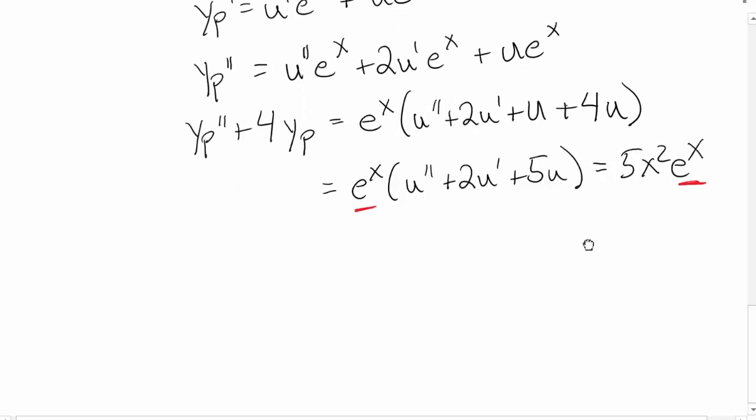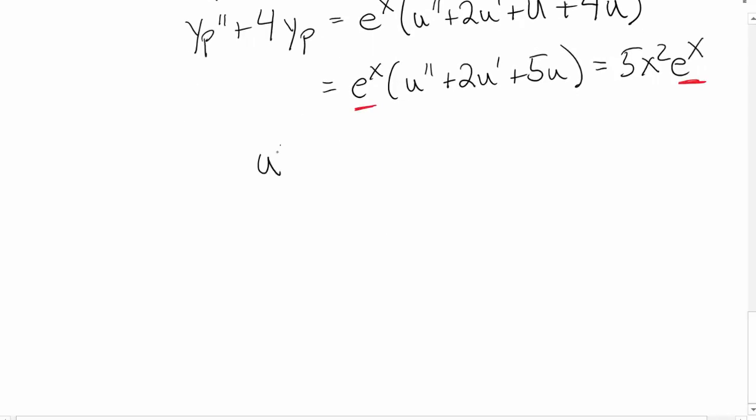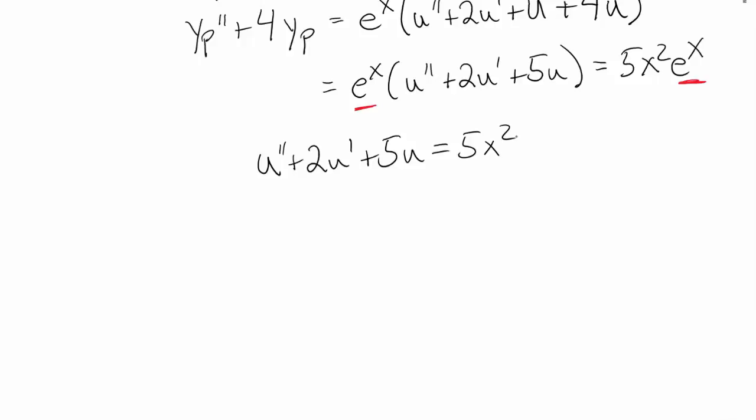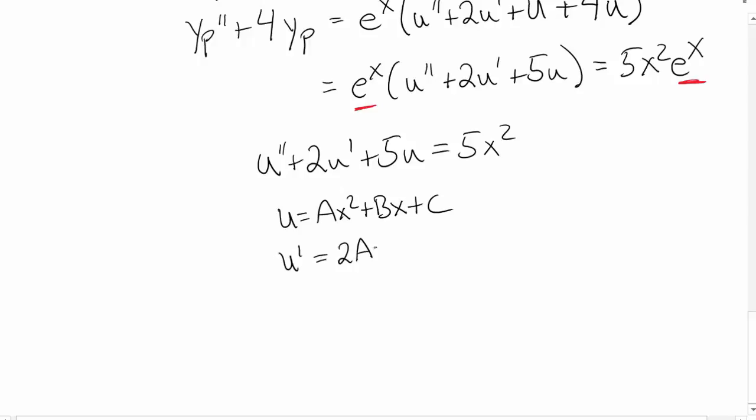And what I'm then left with is a new DE, which looks like u double prime plus 2u prime plus 5u is equal to 5x squared. Well, that's also a second order linear constant coefficient non-homogeneous DE. The thing about this one is I've now gotten rid of the e to the x, so this has become an easier problem. So my guess is u is probably some ax squared plus bx plus c. So if I'm going to plug that in, I'm going to need my derivative, which is 2ax plus b, and my second derivative is going to look like 2a.